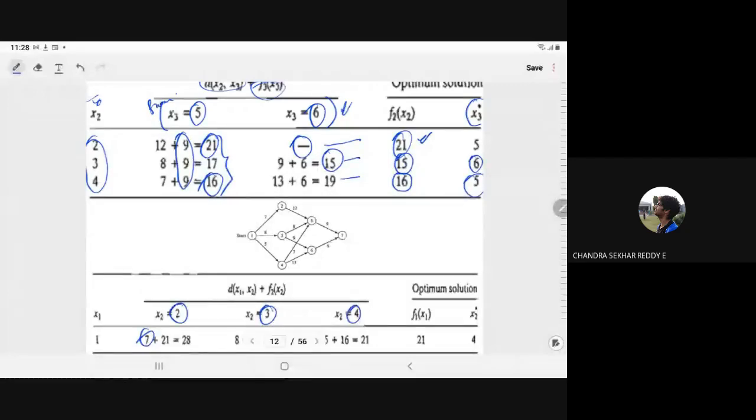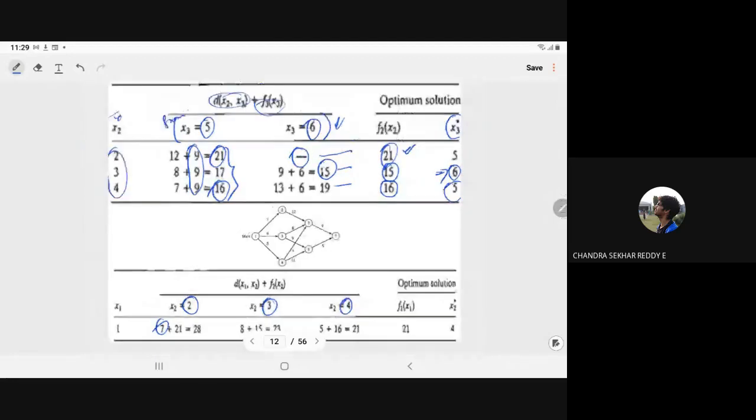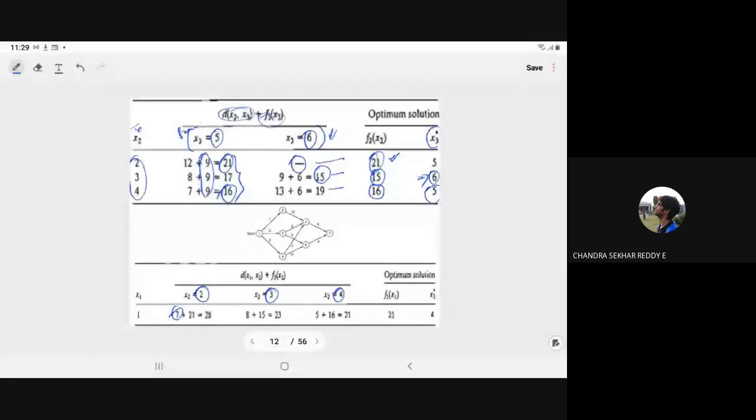Similarly, for x2 is equal to 3. So when x2 is equal to 3, optimal route is through the 6. Optimal route is through 6. So total distance will become, because optimal for the city is given to you as 15, so 8 plus 15, so it is the total 23.